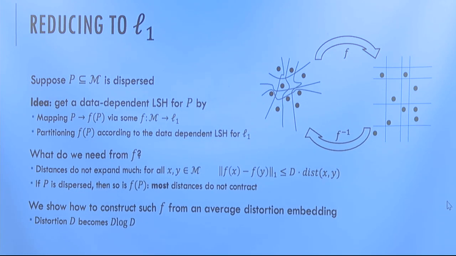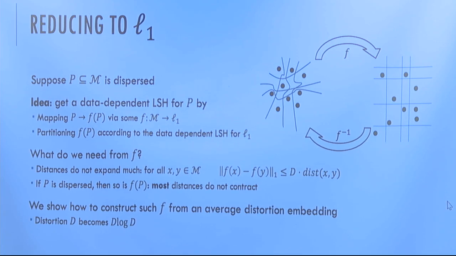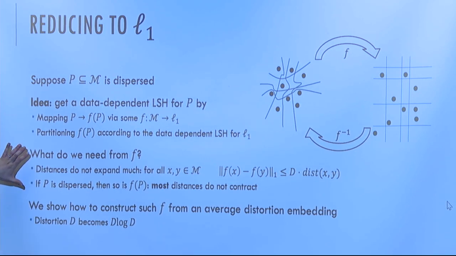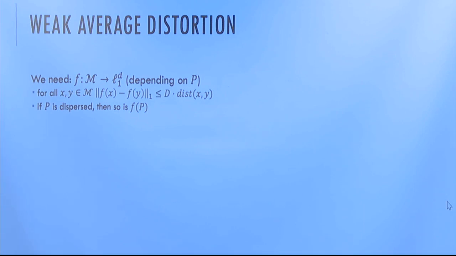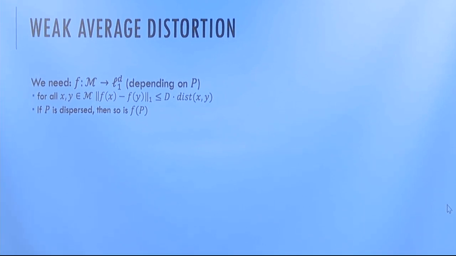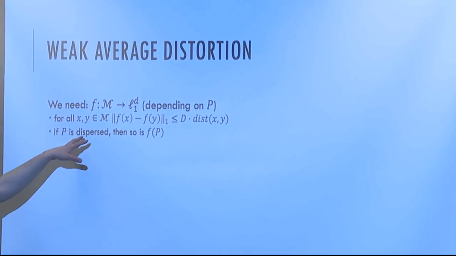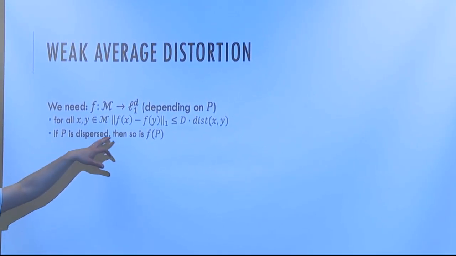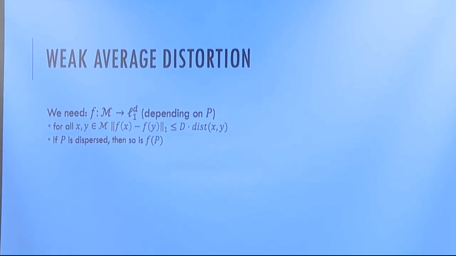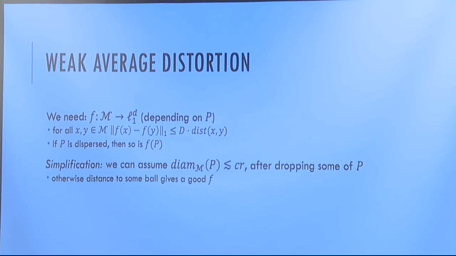Okay. So now, I think the last thing I will tell you is why does this have something to do with average distortion embedding? It's not quite the same guarantee, right? It says don't expand distances, but instead of asking that the average distance doesn't go down too much, I'm asking something slightly different. If P is dispersed, so if there's no dense ball here, then there is no dense ball there. It turns out these are very similar guarantees.